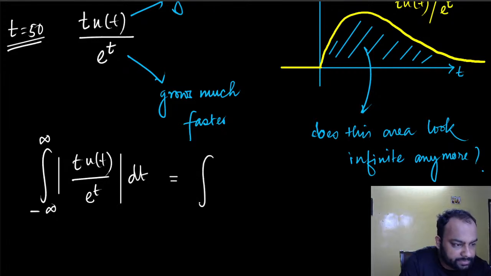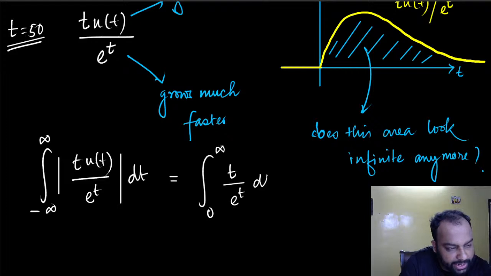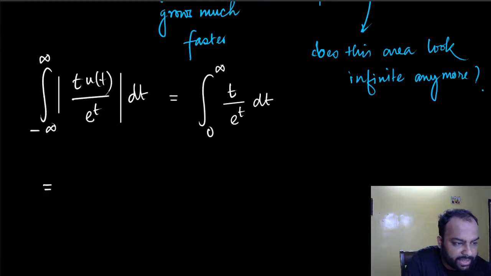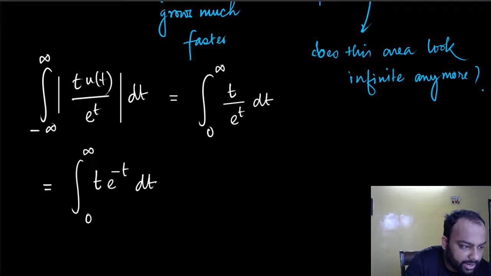So I essentially have t divided by e to the power t dt. That is something I am integrating right now. So integration from 0 to infinity. So what I have is t e to the power minus t dt, right?